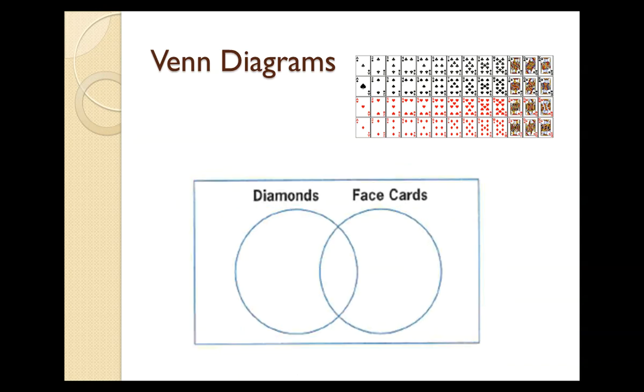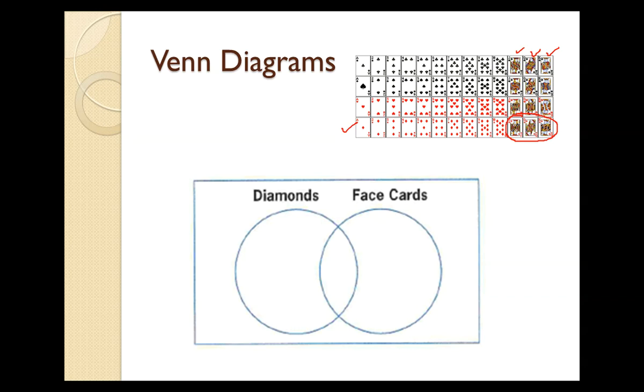But here we'll do another one for diamonds and face cards. And here we're going to have a bit of overlap, because if we look at the diagram, there are 3 cards that are both diamonds and face cards, because the diamonds are in this row, the face cards are in that row. So there are 13 diamonds and 12 face cards, but there are 3 that are both.